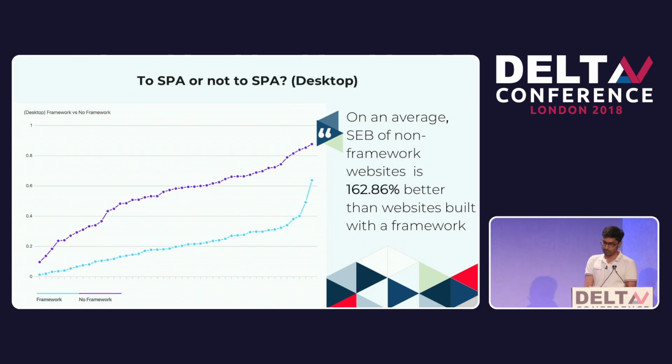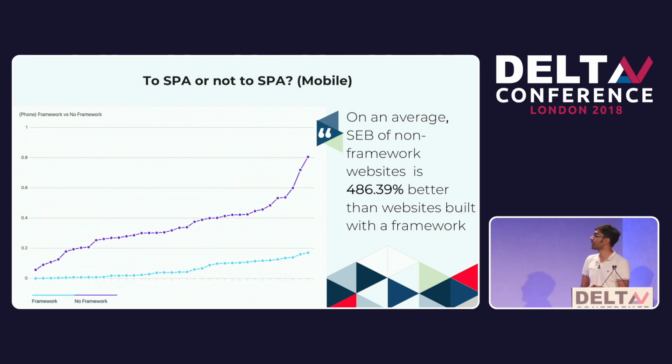Again, you can slice and dice the same question with, I just want to focus on desktop users, right? Say, for desktop users, is it okay to use a single-page app? Because desktop devices are faster, probably I can get away with using a single-page app. And as expected, the impact is much more pronounced on mobile devices. So for mobile devices, the SEB of non-framework websites is 486% better than websites that are using a framework. So a lot more people will see the first contentful paint occur within 1 second on mobile devices for websites without a framework.